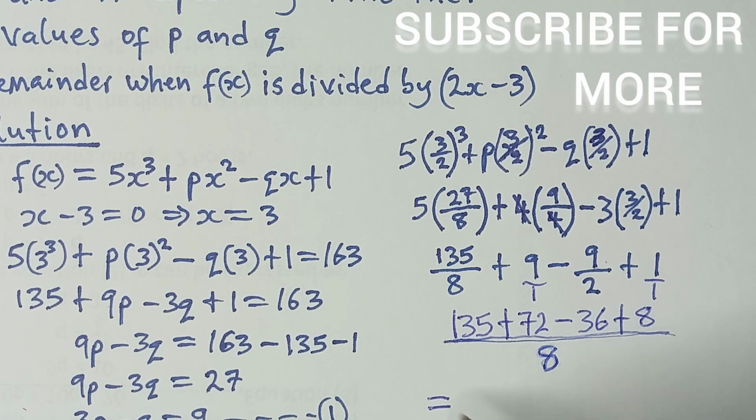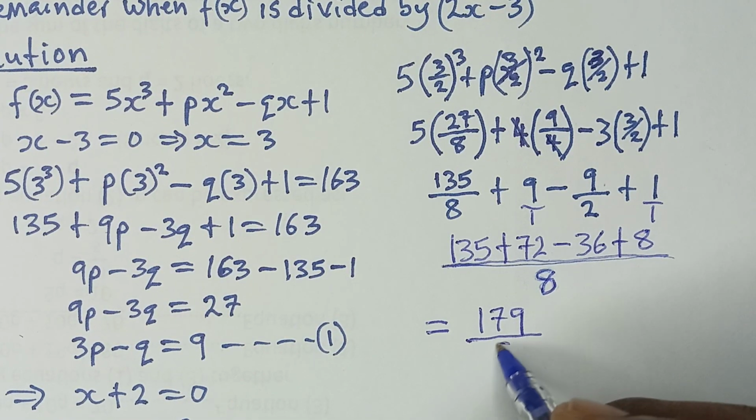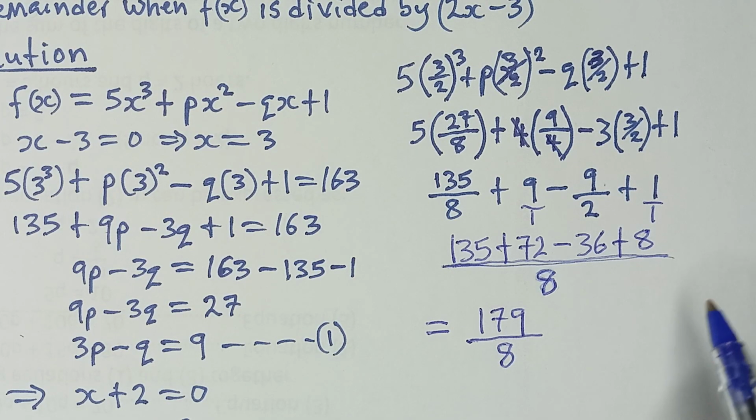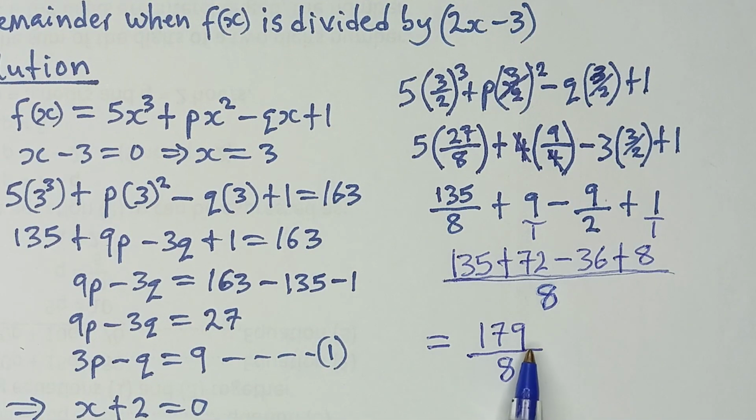And then that will move further to give us 135 added to 72 minus 36 plus 8. Everything here will give us 179. Then all divided by the denominator that we have here, which is 8. And this will be the remainder. So when that expression is divided by 2x minus 3, the remainder is 179 over 8 as our final answer.